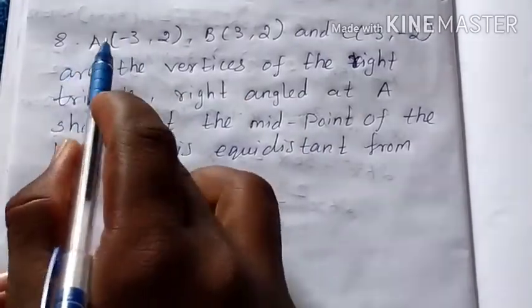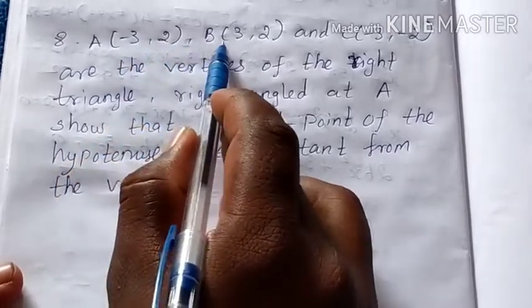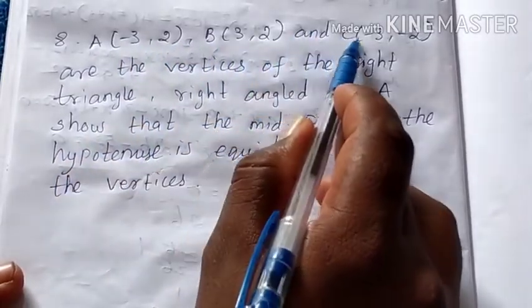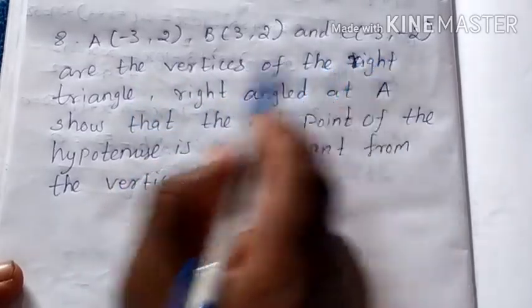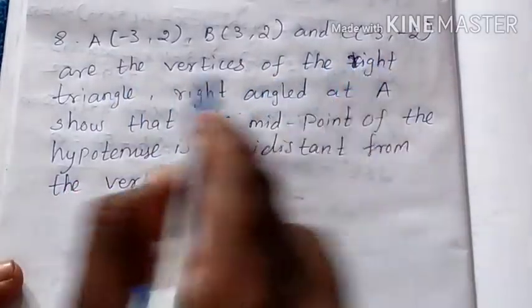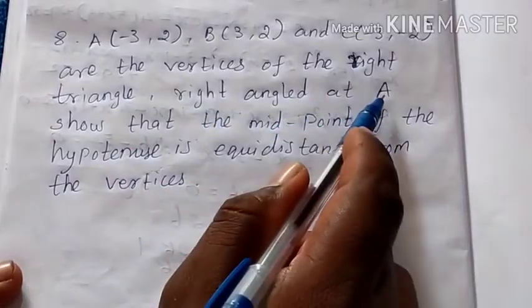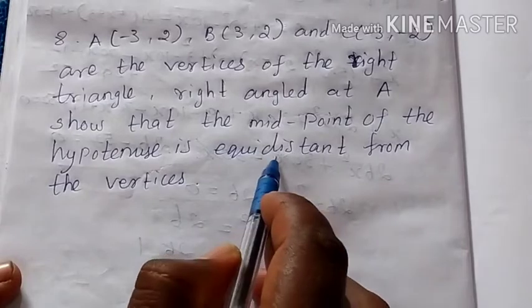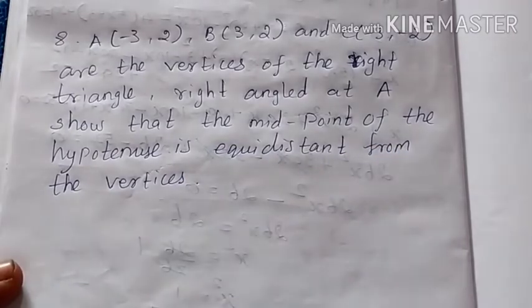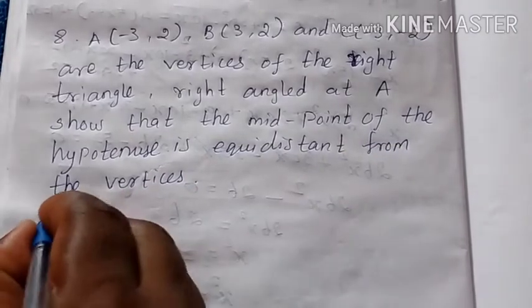Okay, 8th question. A is minus 3 comma 2, B is 3 comma 2 and C is minus 3 comma minus 2, are the vertices of the right triangle at A, so that the midpoint of the hypotenuse is equidistant from the vertices. Okay, the solution.